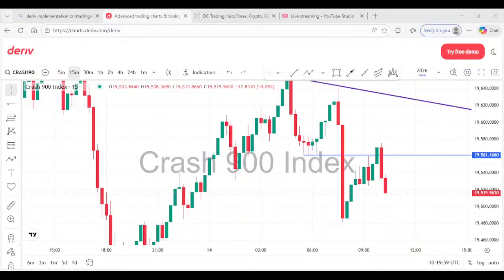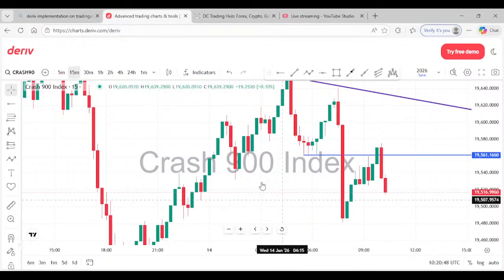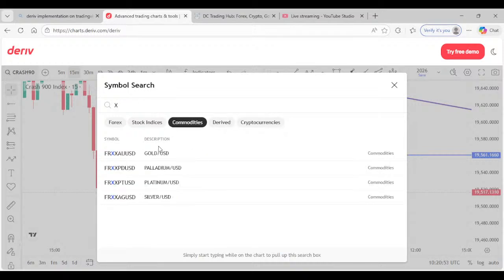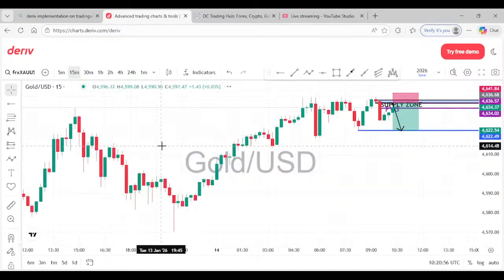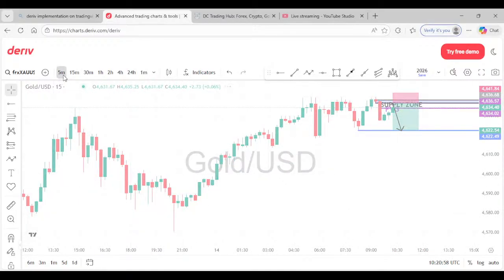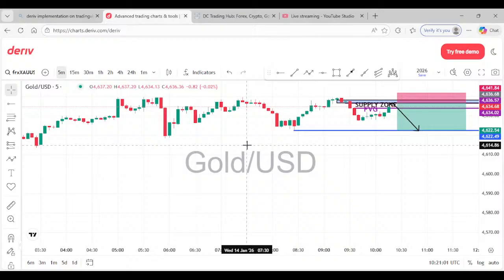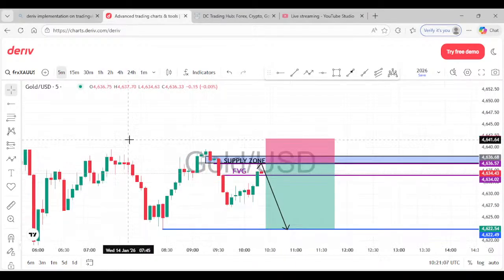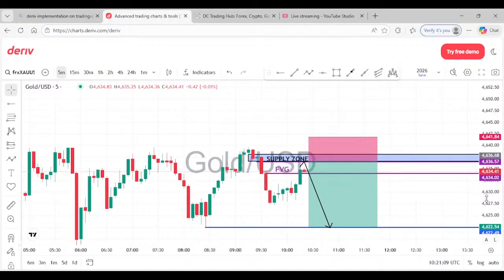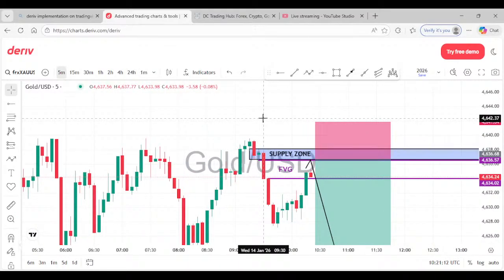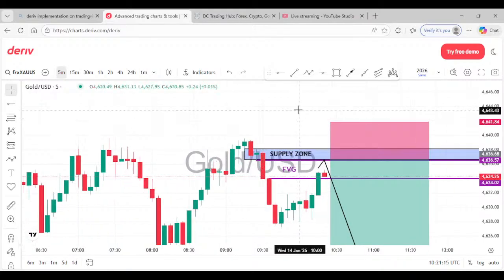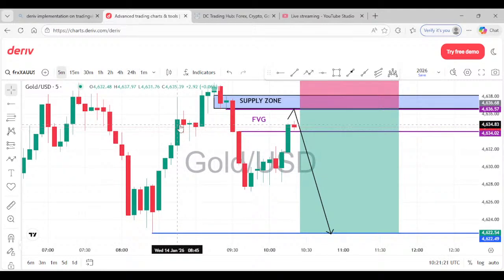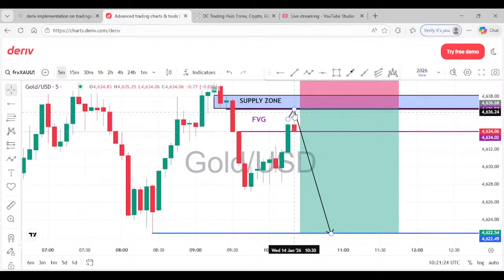Okay, going back to gold. I just want to demonstrate to you guys that trading is not that difficult. So there's also a possibility that price can react with the fair value gap.